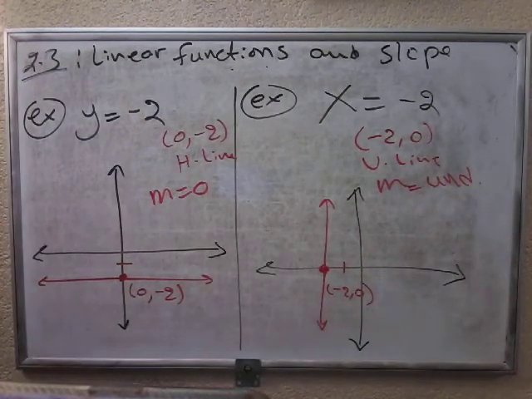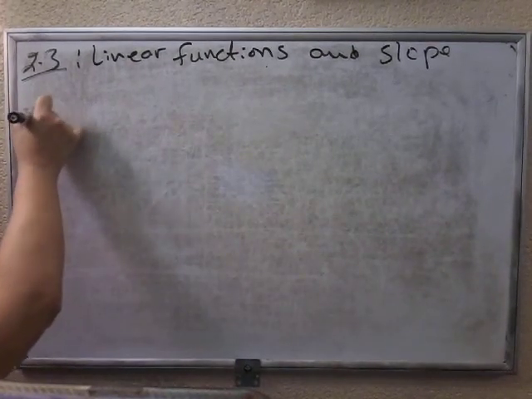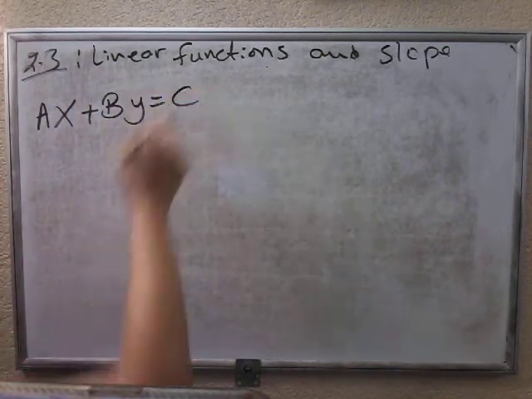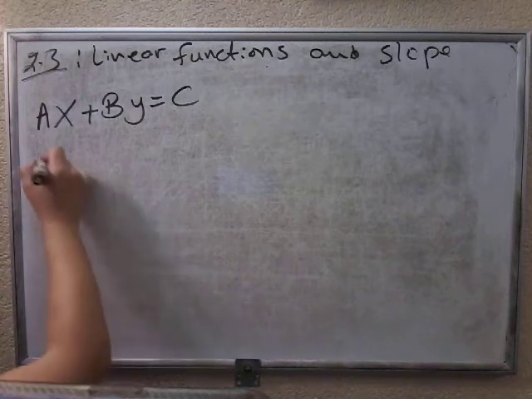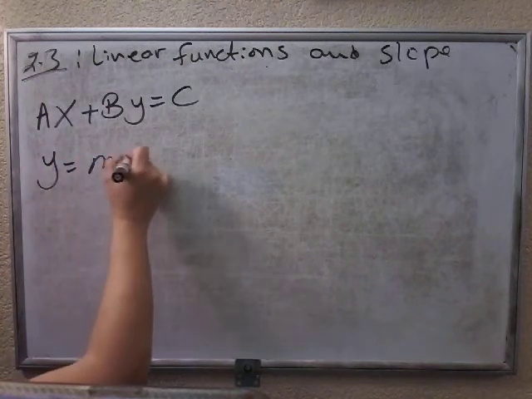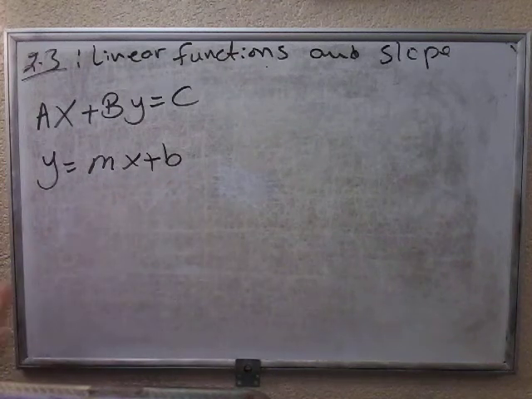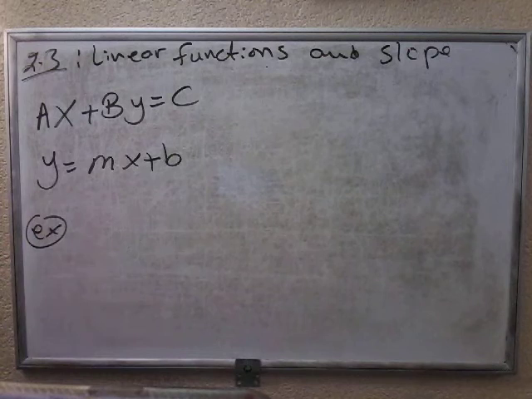Remember this because we're going to need it. So what's the standard form of a linear equation? ax plus by equals c. That's your standard form of linear equation. y equals mx plus b is your slope-intercept form. So we're going to go back and forth between these two equations, how to write them in this form.